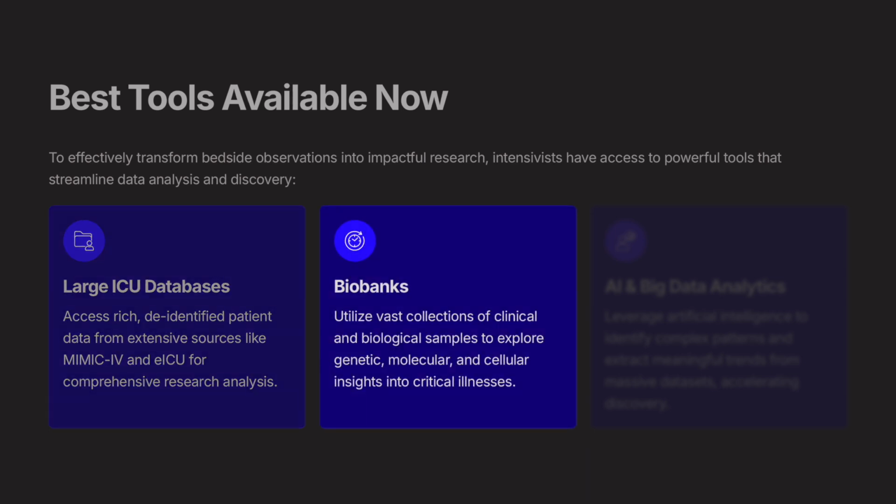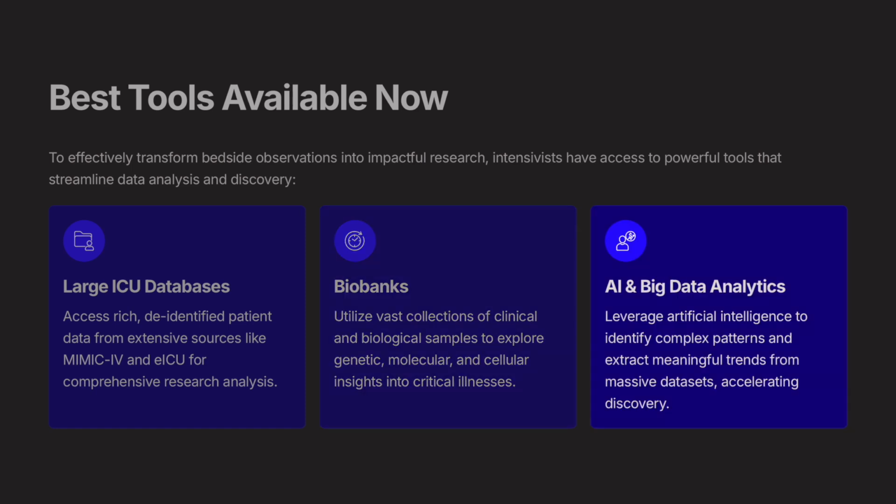There are biobanks, vast collections of clinical biological samples where you can explore genetic, molecular, and cellular insights into clinical illness. Finally, you have AI and big data analytics, where you leverage artificial intelligence to identify complex patterns in the data that you have been collecting for the last, say, 4 to 5 years. So you need to understand how you can build up that data analysis, how AI will help you. But if you have any kind of data over the last 4 to 5 years, you can do pretty good AI analysis through it.